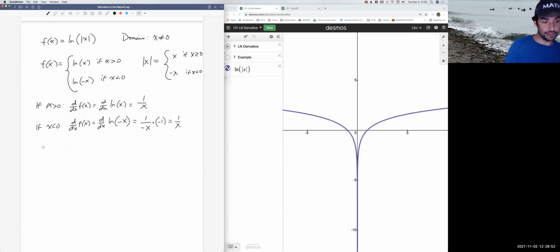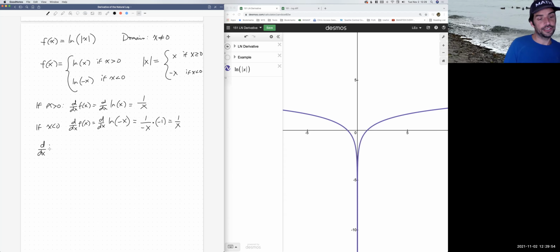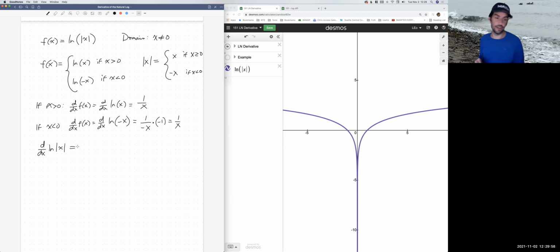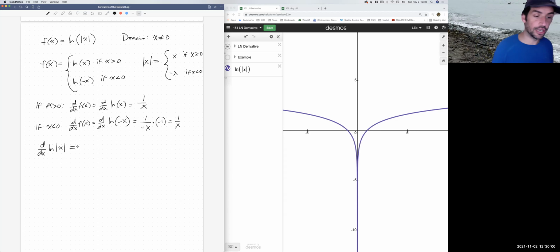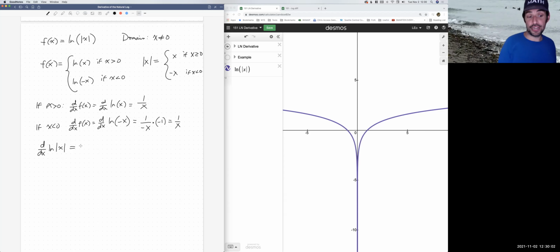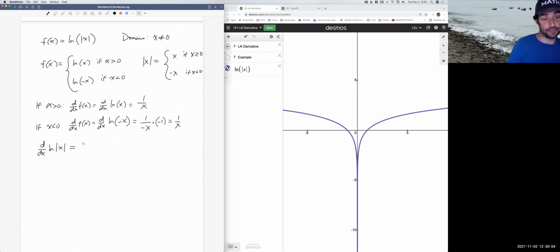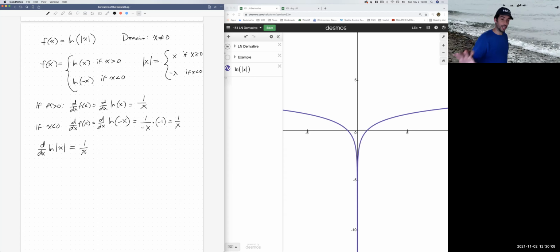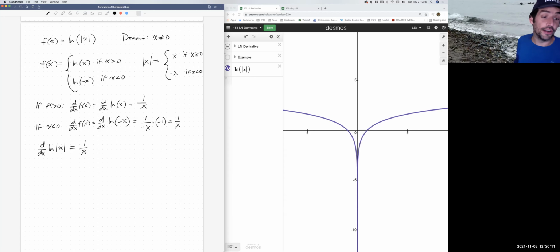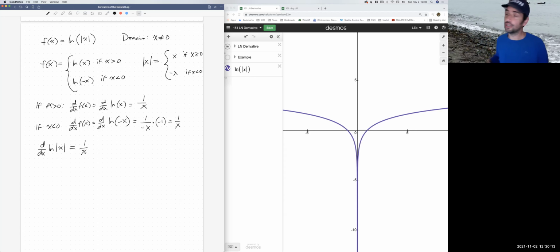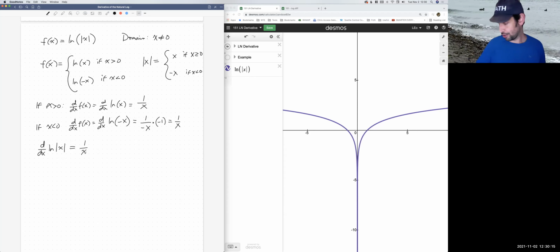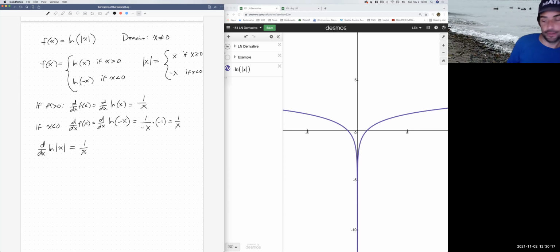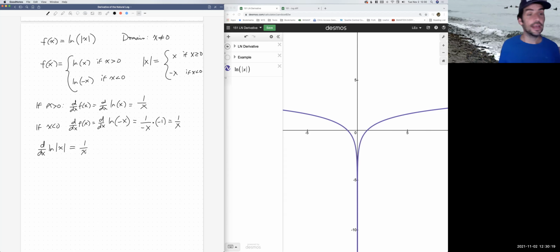And so it turns out we can actually extend our definition of the derivative of natural log of x to the derivative of the natural log of the absolute value of x, which is still just 1 over x. This isn't something we're going to use a ton right now, but it does turn out to be a useful thing further down the road. So I just thought it might be a nice time to show it.